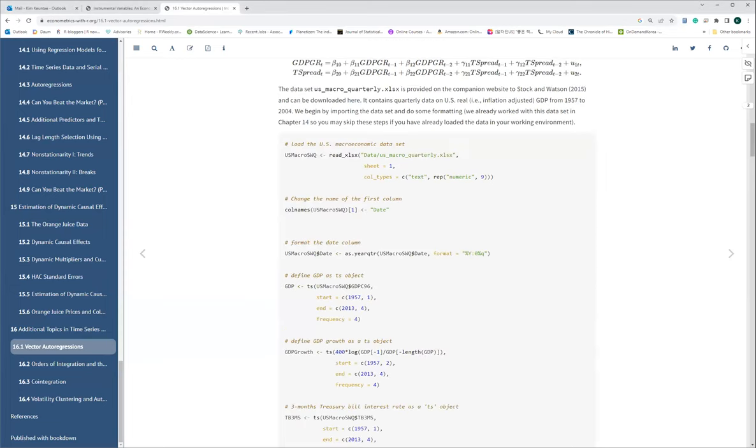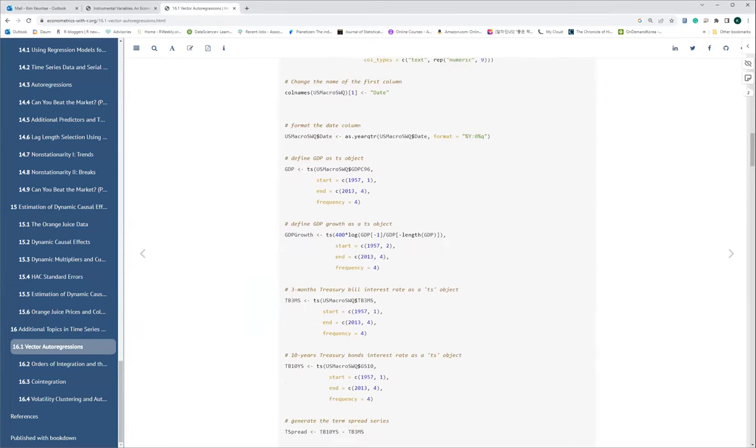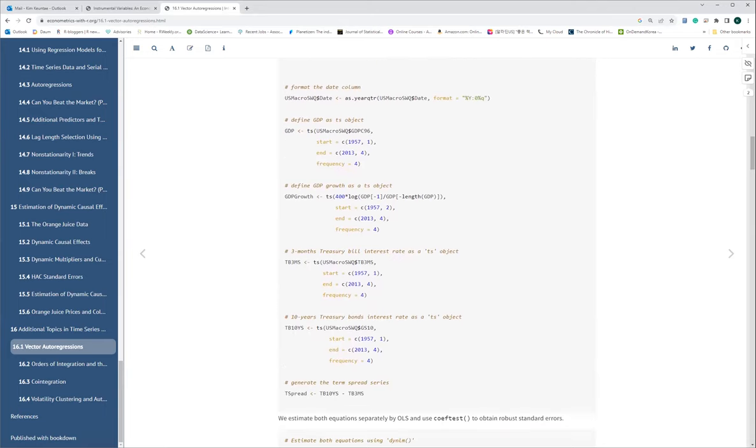Then this R code shows how we convert our data set to a TS object, which is a time series object that we usually use. We set the start and end dates, which are quarterly data, which is why we have 1 and 1 through 4. We aggregate our time data set by quarter, so the frequency is 4, which means we measure every 3 months. And then we have a term spread series, which is the percentage difference of the interest rate.